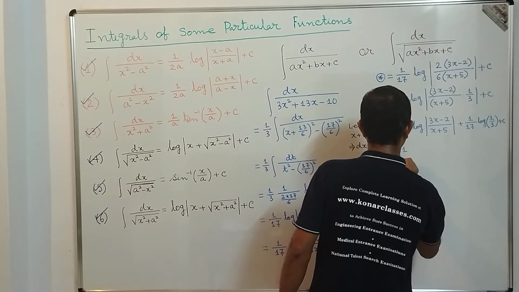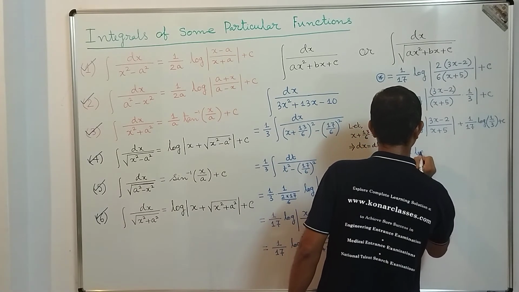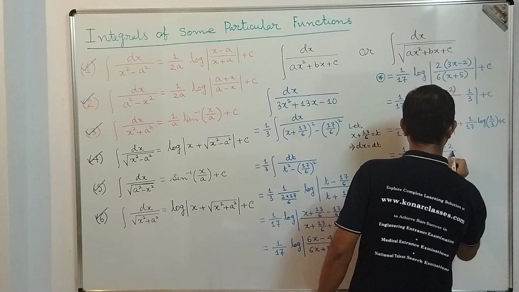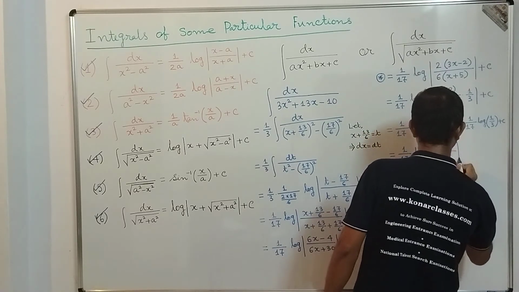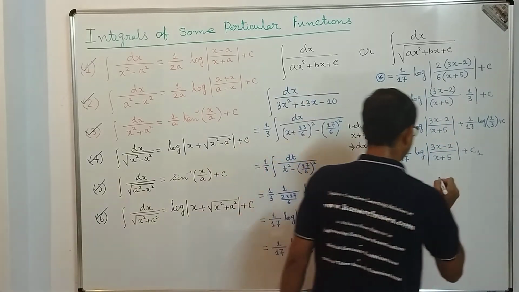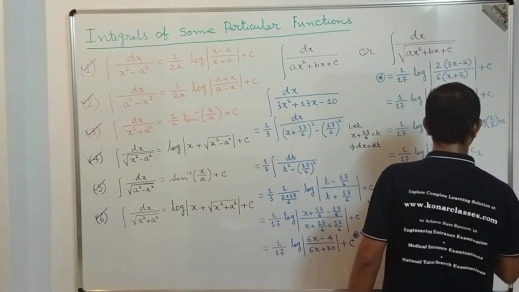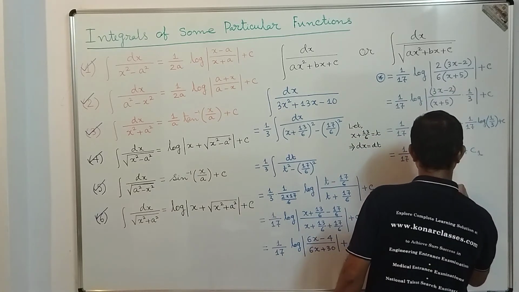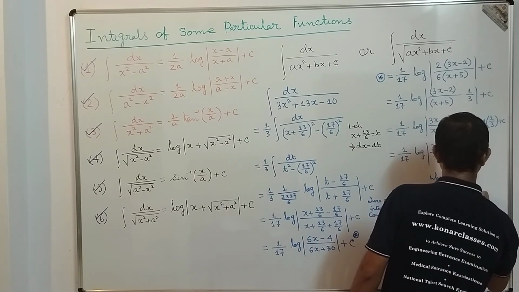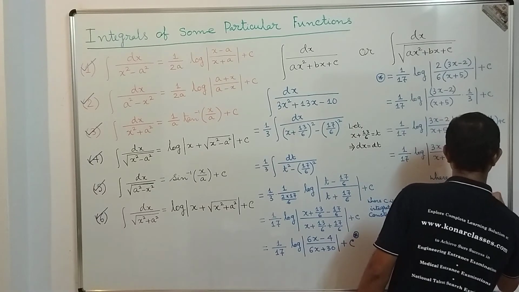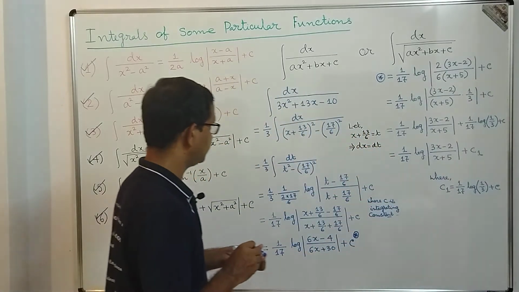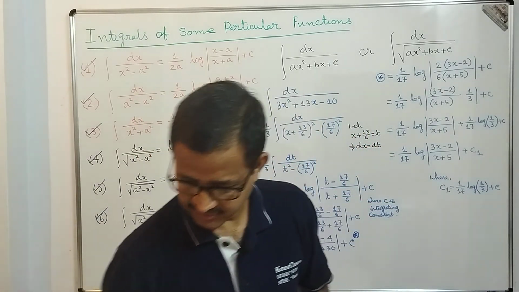So we can write 1 by 17 into log of 3x minus 2 divided by x plus 5 plus, we can introduce another constant c1, where c1 is nothing but 1 by 17 into log 1 by 3 plus c. So this is the simplified form of the given integration. So dear students, we have done many questions together.